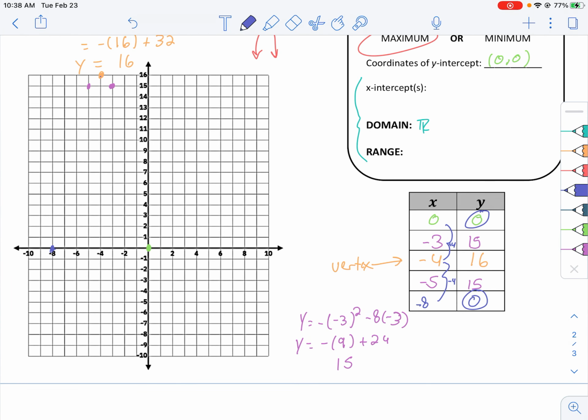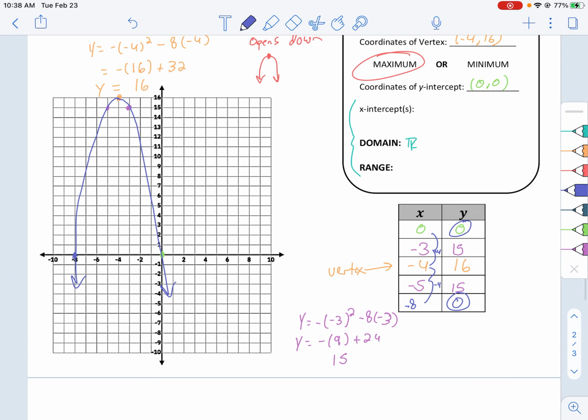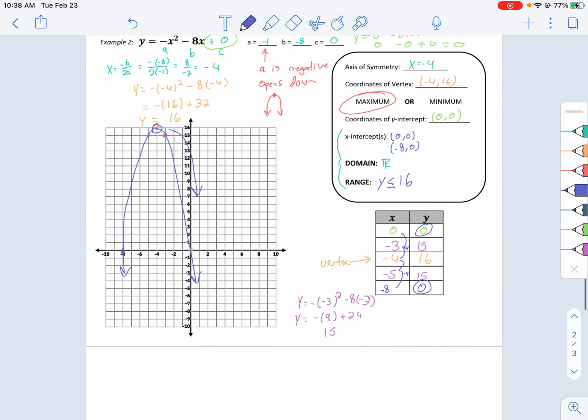All right? And then you graph this. Check it out. Should look just like a quadratic. All right? So x-intercepts, we just found them. 0, 0, that first one. And then we also found that -8, 0 is the other x-intercept. And then the range for this one, the highest point is 16, so all of our y's are less than or equal to that because all of our y's are going down. So less than or equal to +16.